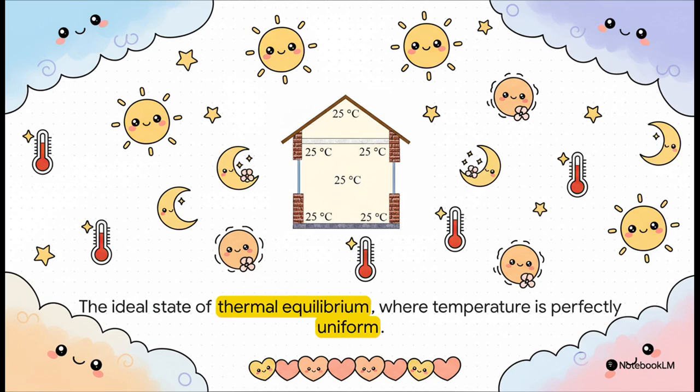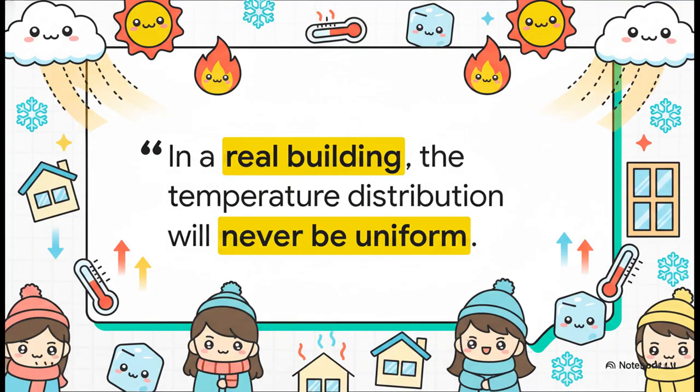Nothing's hotter, nothing's colder. And in that state, heat doesn't really flow because it has nowhere colder to go. But you and I both know reality is way messier than that. As our source material points out, a real building is never perfectly uniform. The ceiling's going to be warmer than the floor. It's going to be colder by the windows. And you know what? That's okay. These simple models are still incredibly powerful for helping us figure out what's going on in the real world.